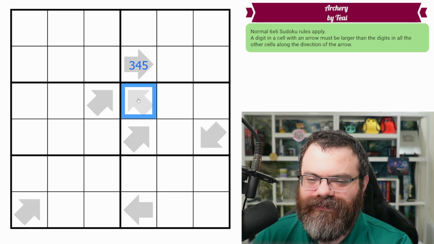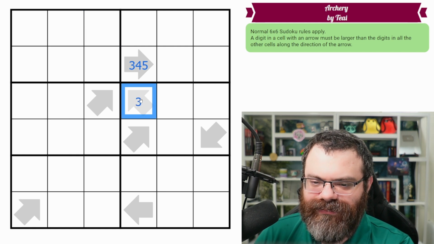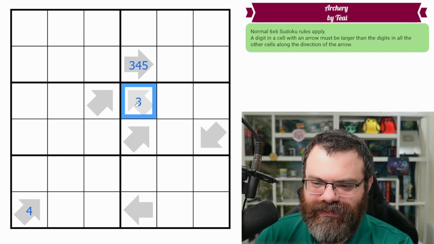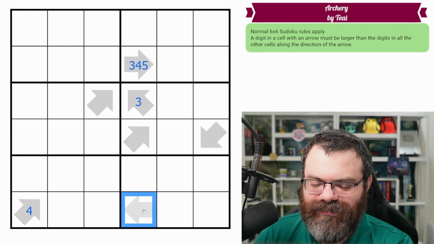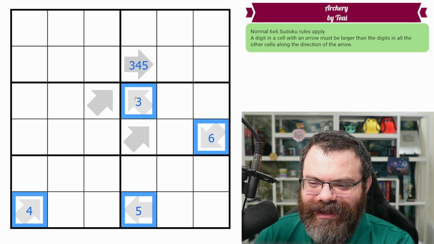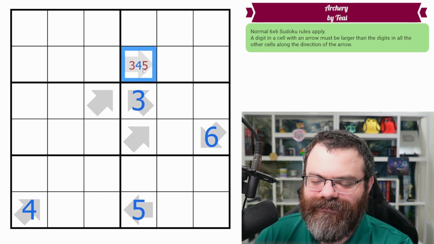So let's do the minimum first. It sees 2 cells, so this would be minimum 1, 2. So this is minimum 3. That makes this one minimum 4, so it's bigger than the 3, which makes this one minimum 5, which makes this one minimum 6. Okay, so I see how this puzzle was created. So this actually has to be 3, 4, 5, and 6, making this a 4.